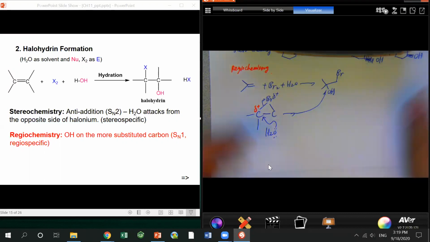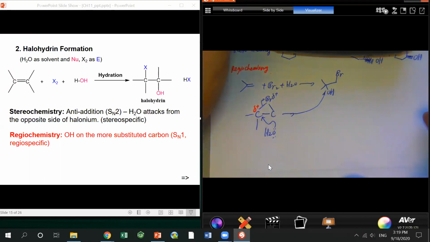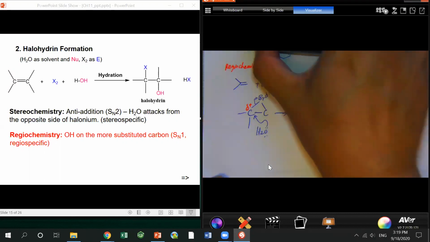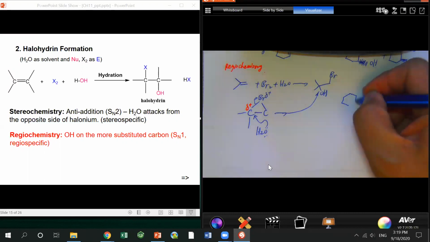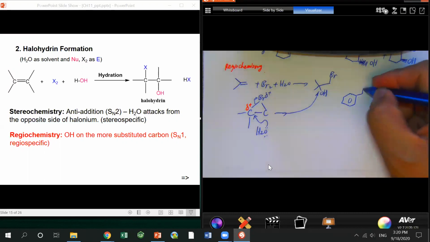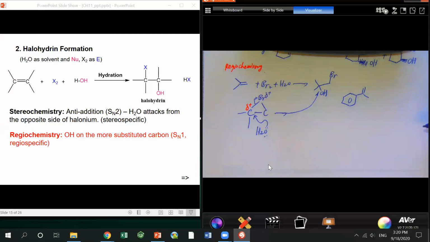Another example comes from this week's lab. This week we did a halohydrin reaction. Remember, we have alpha-methylstyrene, this guy. And then we used NBS, which is the same as bromine, and we used aqueous acetone. The aqueous acetone has water, which provides the nucleophile.